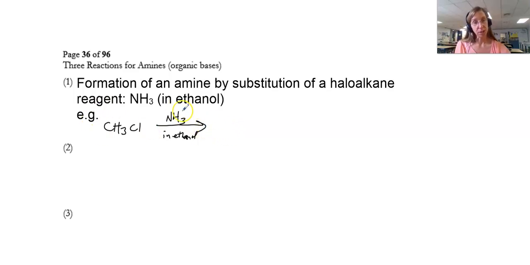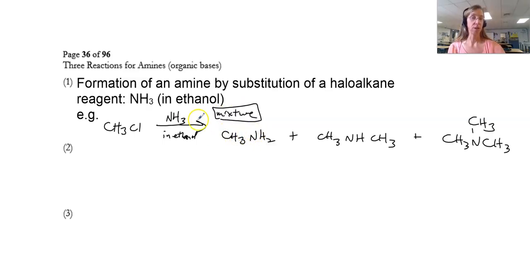But the interesting thing here is that the nitrogen has three places where it can substitute with the chlorine. It has three hydrogens around it that can be substituted, so we get a mixture of the products. So then the ammonia itself can join with one of the carbons that used to be part of the haloalkane, or two carbons or three carbons around it. So we can get a primary amine, a secondary amine, or a tertiary amine.